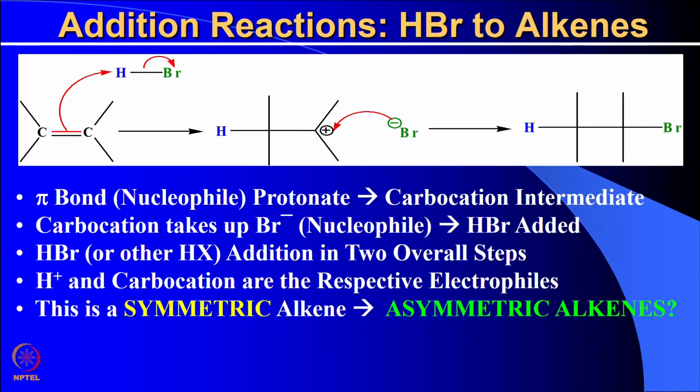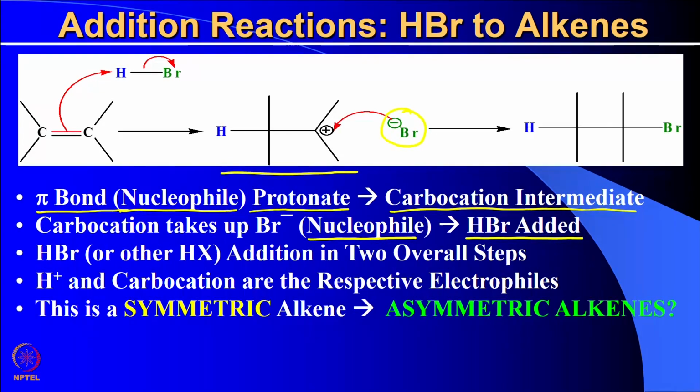So when we try to understand the addition of HBr, what we see is that the pi bond, which is the nucleophile, first gets protonated and forms the carbocation as an intermediate, as you can see here. This is the carbocation intermediate. Then this carbocation takes up the Br minus, which is the nucleophile. So HBr gets added, and this addition happens in overall two steps.